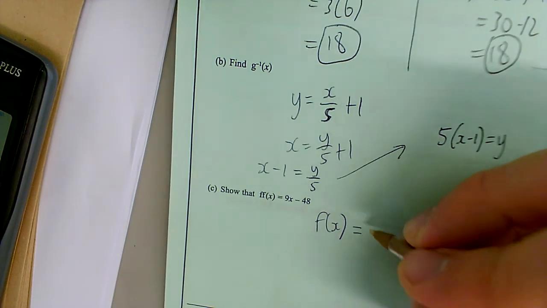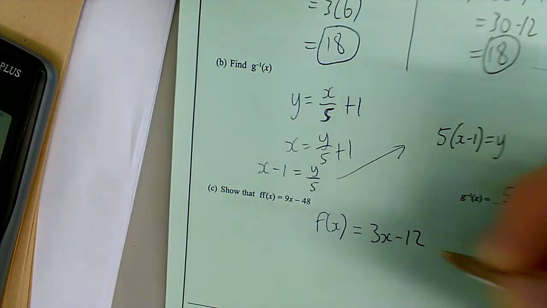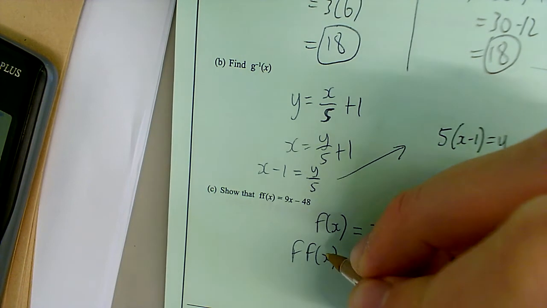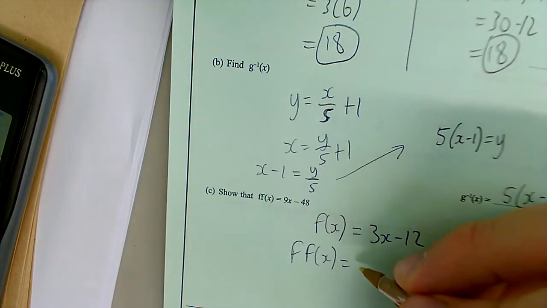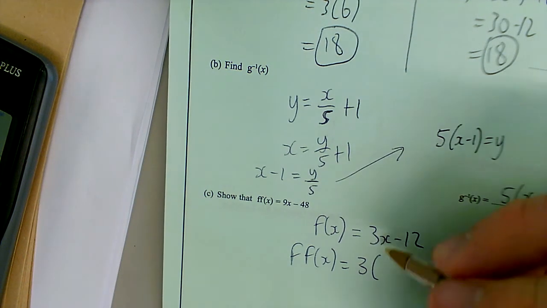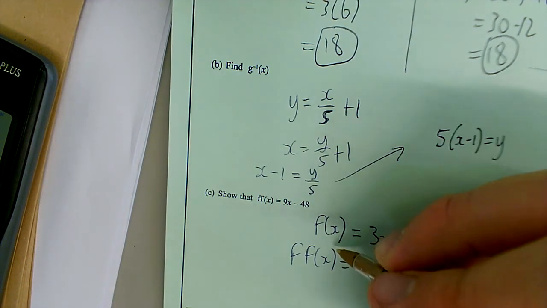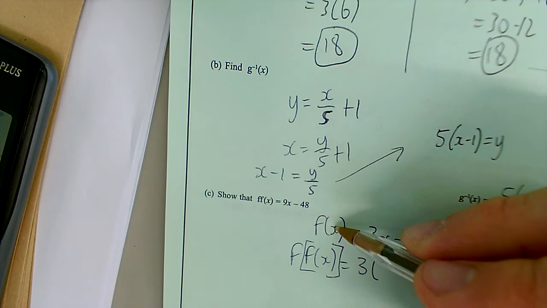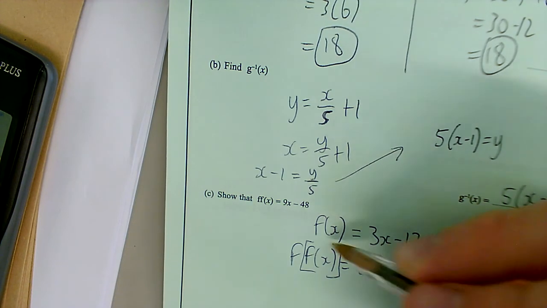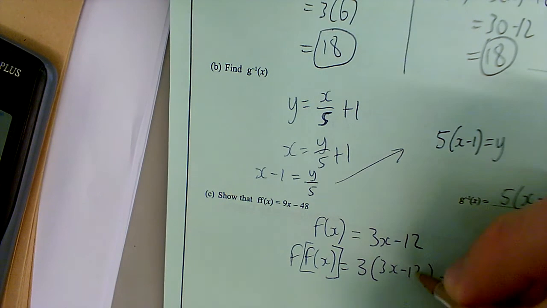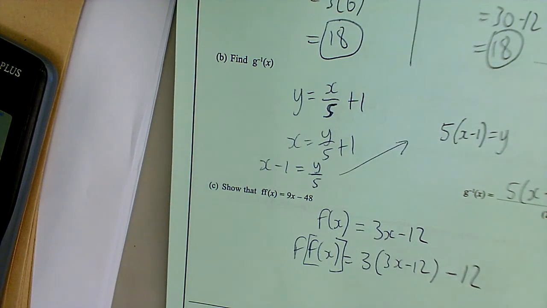So f of x is, I'm going to treat it as 3x minus 12. Because then f of f of x, you're subbing f into f, means I'm going to write f of x out, but everywhere where there should have been an x, I'm going to sub f of x into that. So I'm replacing x here with f of x. So I've taken the x out, and it's kind of like putting it inside itself when you do like f of f.